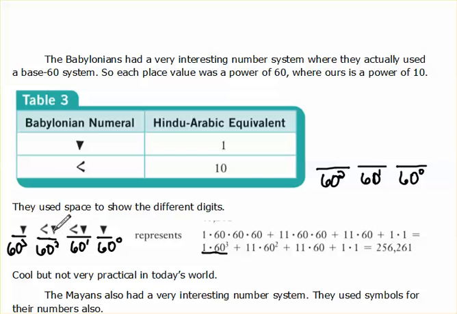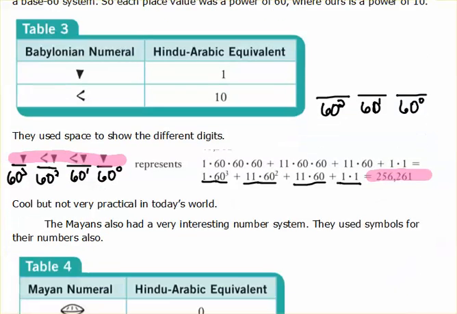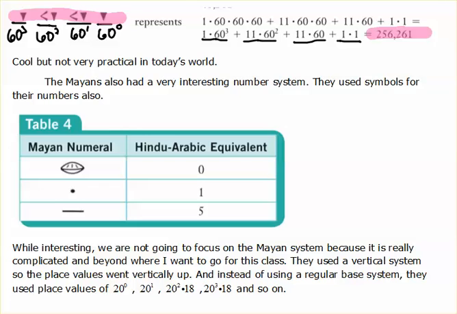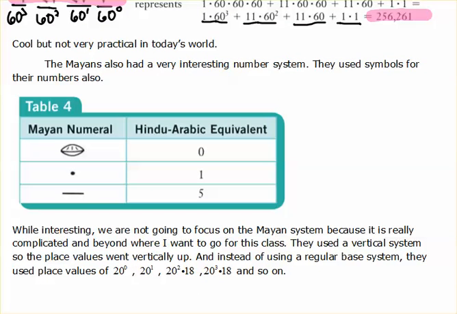Here we'd have 10 and 1, or 11 times 60 squared. Here we would have a 10 and a 1, so that would be 11 times 60 to the first, which is 60. And then we have a 1 in the ones position. So if you were to multiply and add all those together, this number that they would have written out represents 256,261. Very interesting system. Not very practical, but I mean, it would be very difficult to work with a base 60 system, so we don't use that, of course.